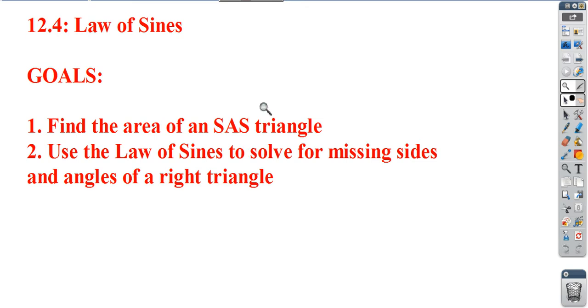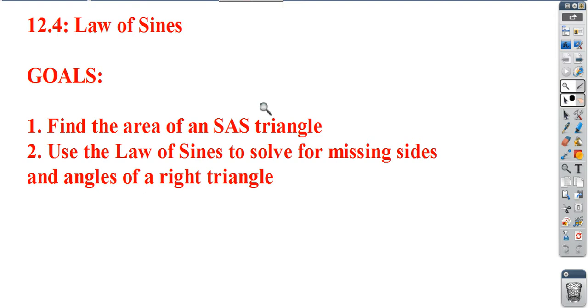Alright, in this video we want to talk about something called the law of sines. And the law of sines is used for certain types of triangles, which we'll talk about. There's certain triangles where they'll give you the angles or they'll give you the sides, and you have to kind of decide whether to use this or whether to use the law of cosines, which we'll talk about in the next section. So two main things we want to do.